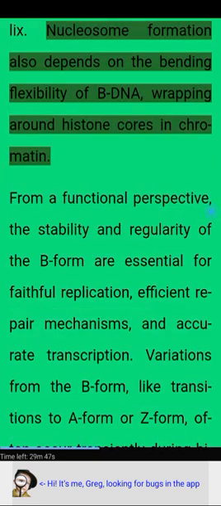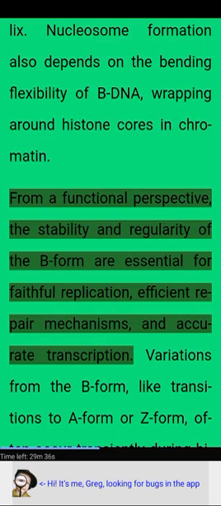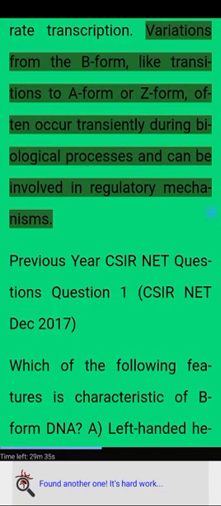Nucleosome formation also depends on the bending flexibility of B-DNA, wrapping around histone cores in chromatin. From a functional perspective, the stability and regularity of the B form are essential for faithful replication, efficient repair mechanisms, and accurate transcription. Variations from the B form, like transitions to A form or Z form, often occur transiently during biological processes and can be involved in regulatory mechanisms.